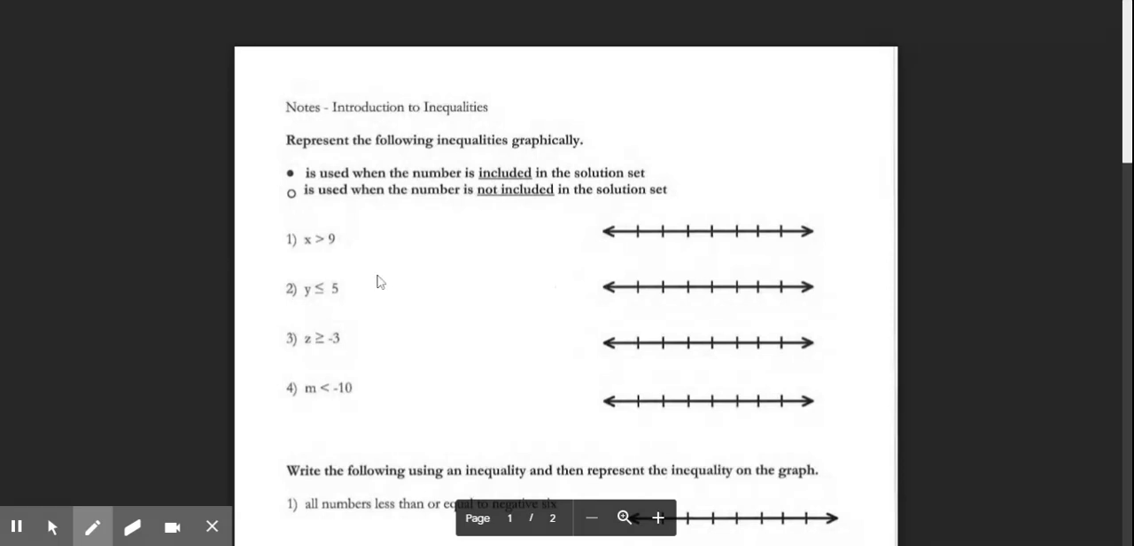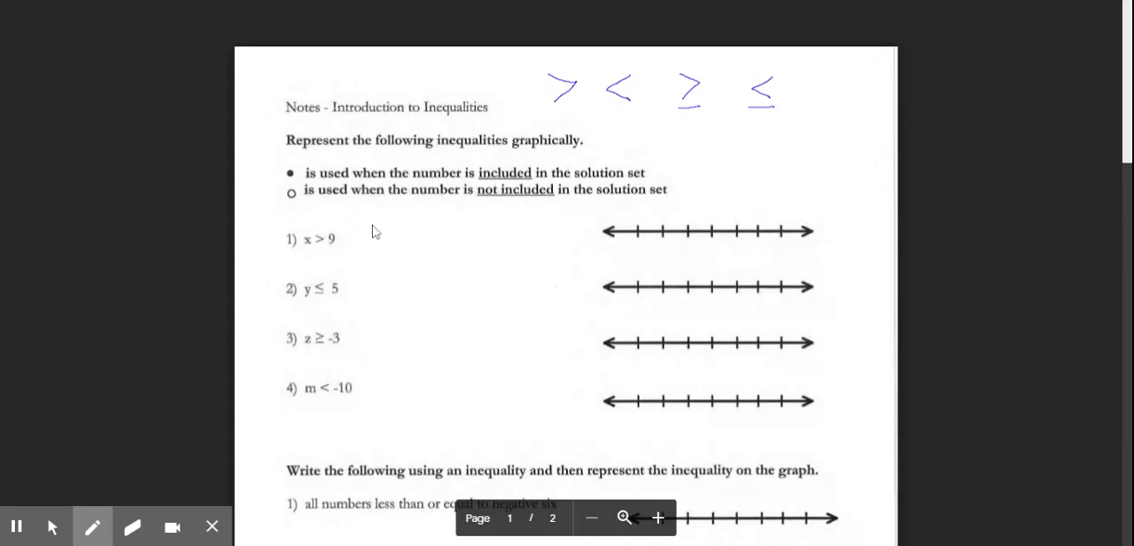First thing we need to know are the four inequality symbols. They are greater than, less than, greater than or equal to, and less than or equal to. We're going to be using these four symbols throughout the next coming weeks as we practice solving and graphing inequalities. So this first section, we are given four inequalities. We are going to write those inequalities in words, and then we are also going to show how to graph them on a number line. These are two important skills you will need for the next few weeks.